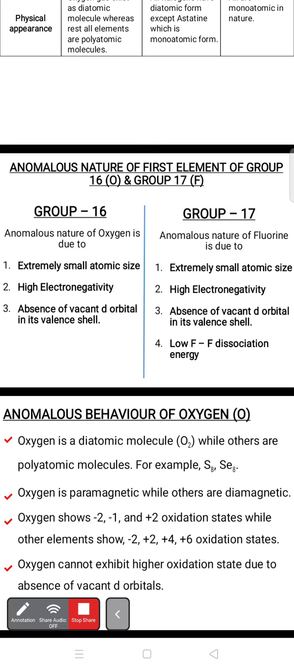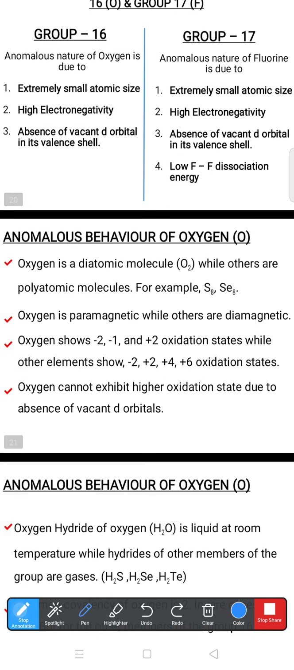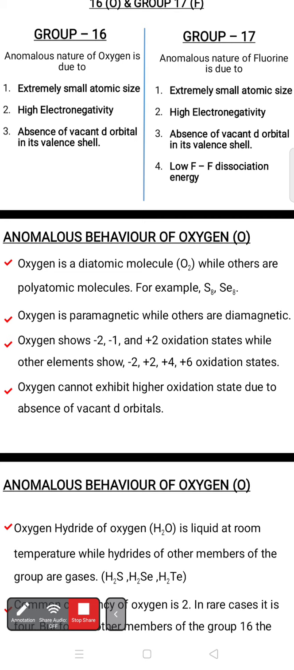In that, oxygen is a diatomic molecule, while others are polyatomic molecules, for example S8, Se8, etc. So these are polyatomic, while oxygen is diatomic, in which only two oxygen atoms are required to make the molecule. But a sulfur molecule we can make by combining eight sulfur atoms. Similarly, in case of selenium also.